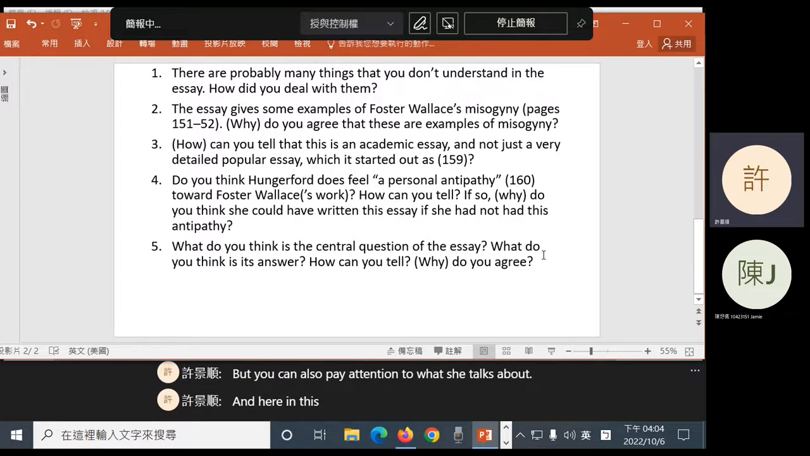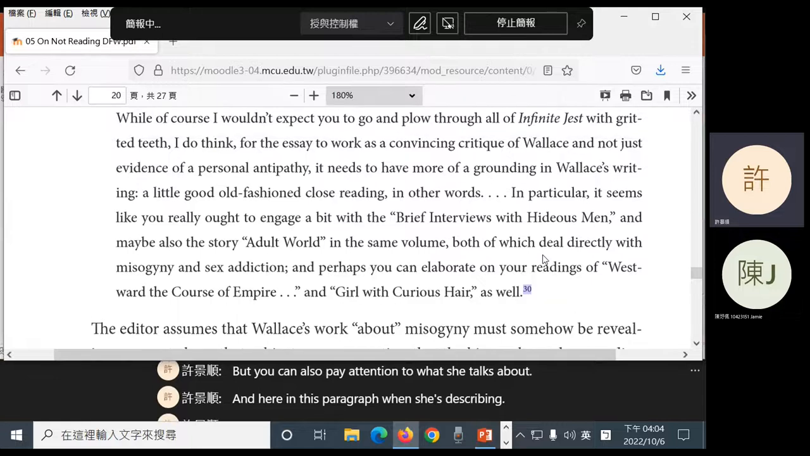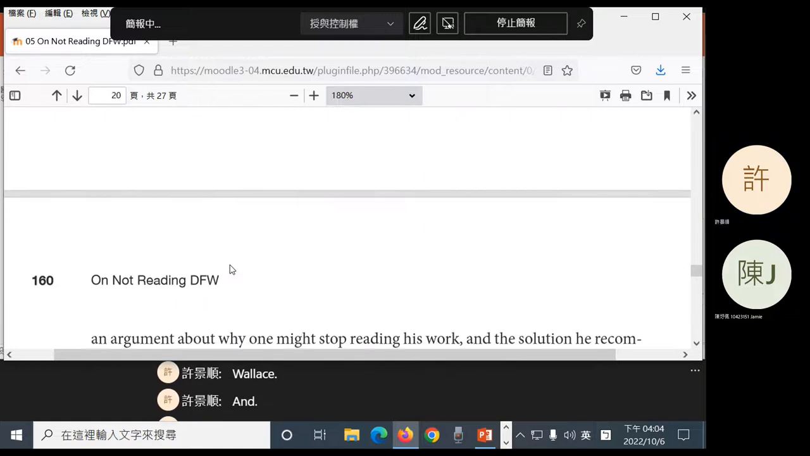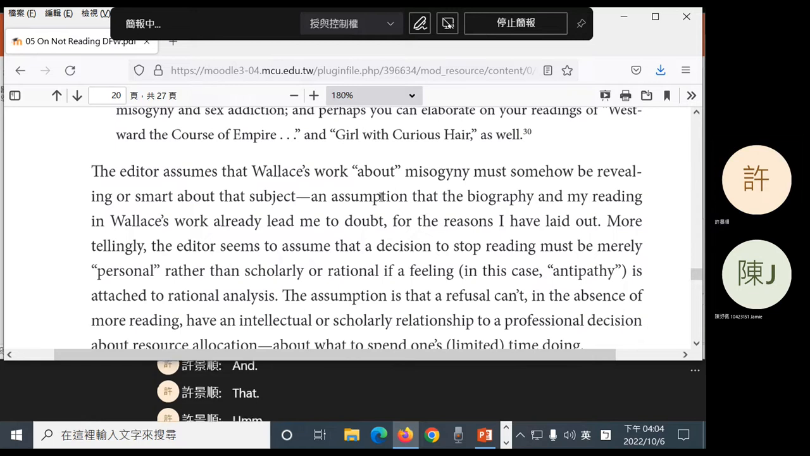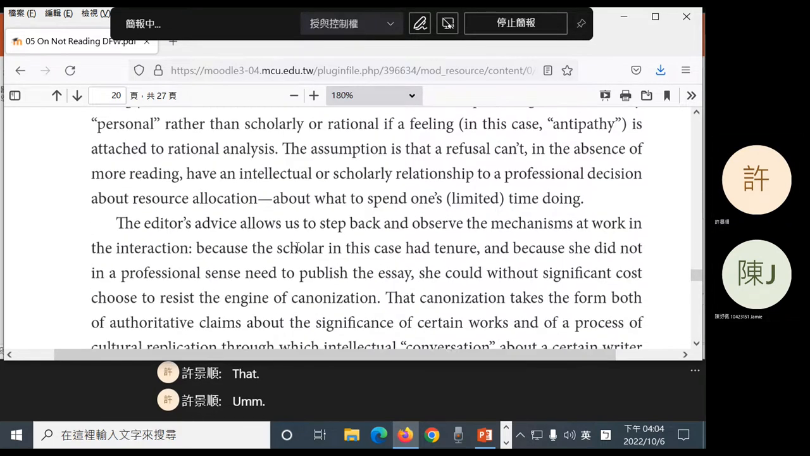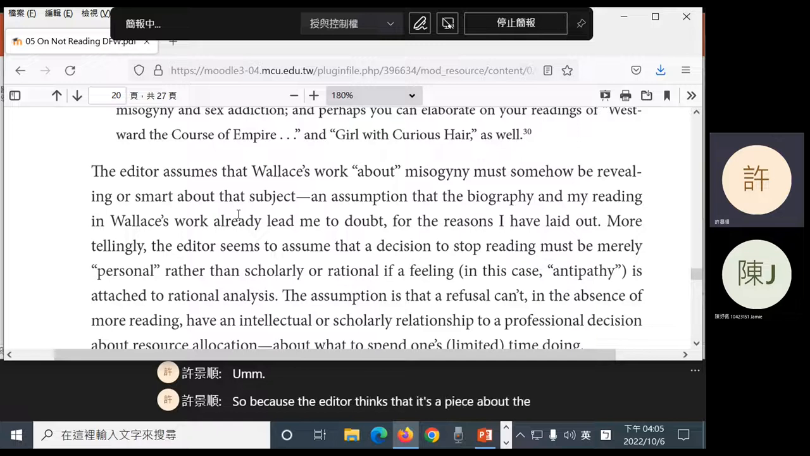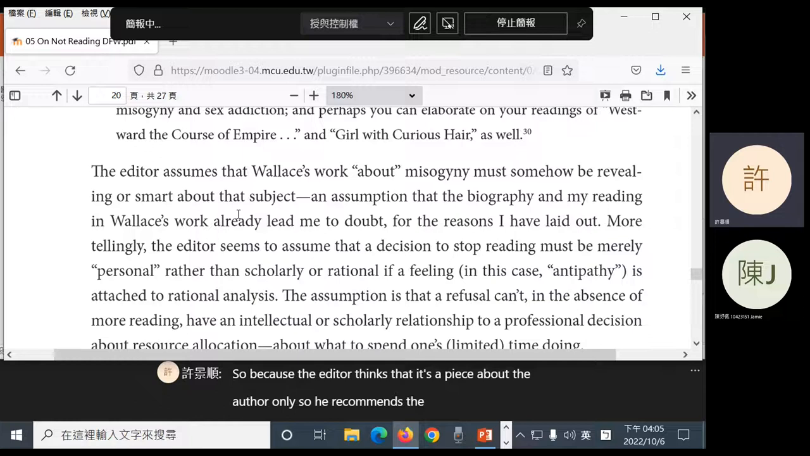Here in this paragraph, when she's describing why she wrote this essay at first, she says, the editor saw this as publishing a negative piece on Wallace. Because the editor thinks that it's a piece about the author only, he recommends that she read more DFW. So it looks like this essay began life about only DFW. But today the essay that we are reading is about much more than one author, right?